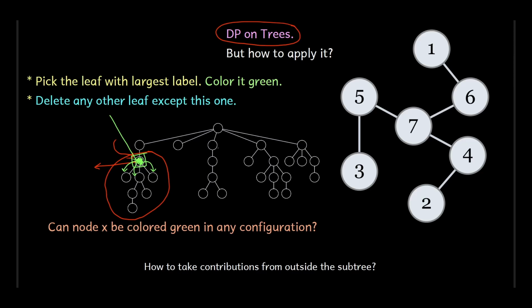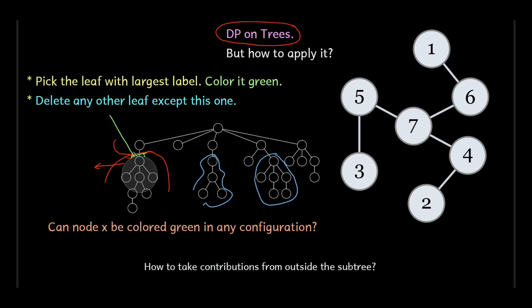For example, if you want to compute the maximum node in a subtree, you can use this DP definition. Or if you want to compute the maximum height of a subtree, or the sum of all the elements of a subtree, you can use this DP definition. And in these kinds of DP definitions, you only take contribution from its children.